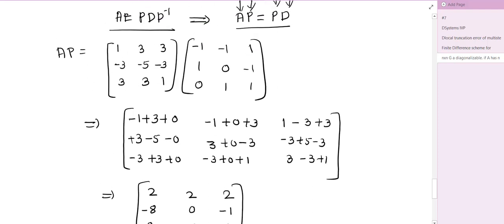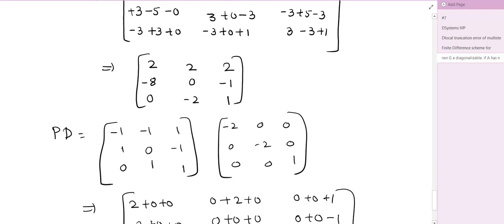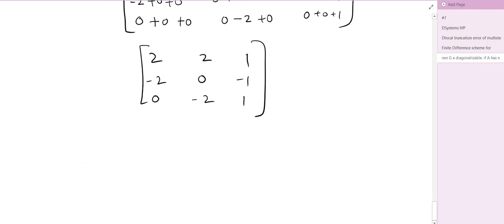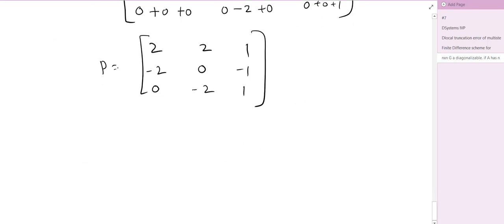Okay, so you can see your AP and PD are equal. So therefore, AP and PD are equal. It says that the diagonalization is correct. So we have completed the diagonalization. This is the last process. So this is how we are going to solve the examples.